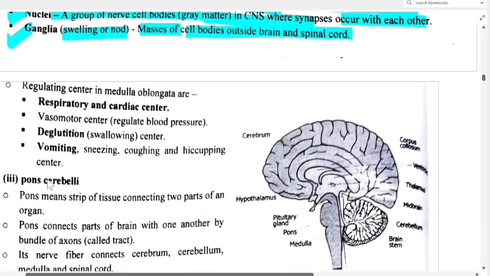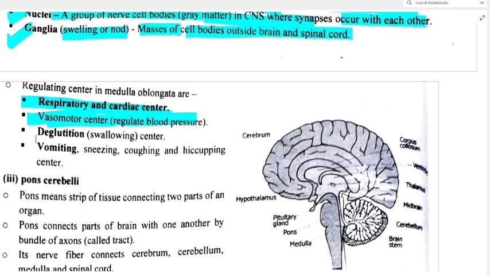Next, regulating centers in medulla oblongata are respiratory and cardiac center, vasomotor center that regulates blood pressure, deglutition that is swallowing center, vomiting, sneezing, coughing and hiccuping center. So all these are regulating centers in medulla oblongata. Again revise it: respiratory and cardiac center, vasomotor center to regulate blood pressure, deglutition that is swallowing center, vomiting, sneezing, coughing and hiccuping center.